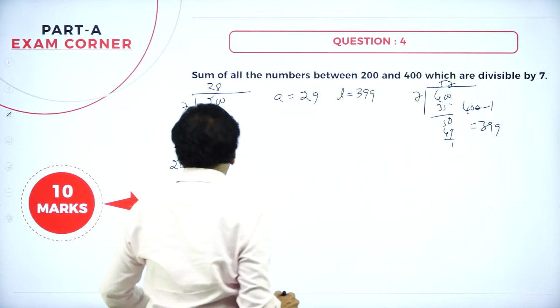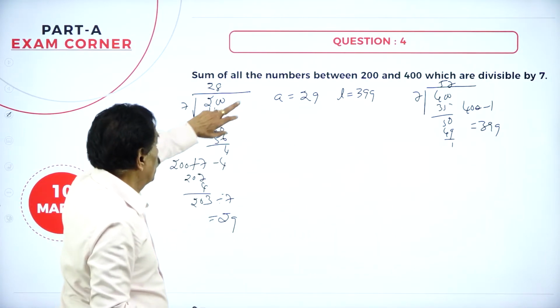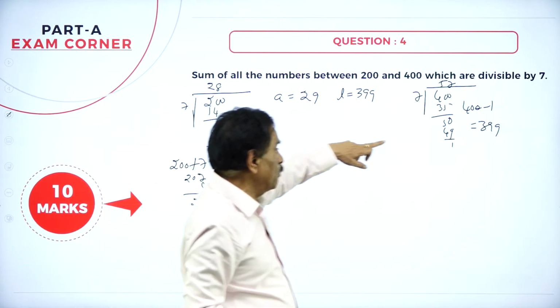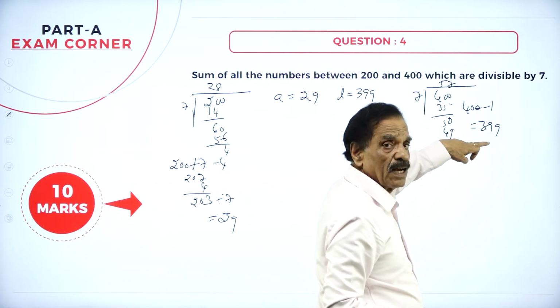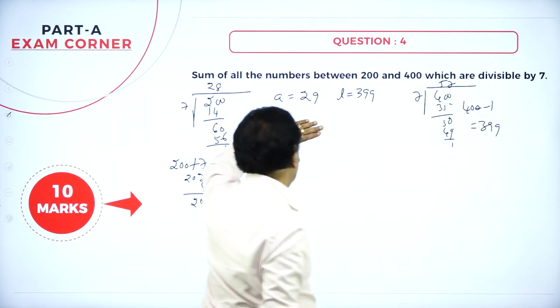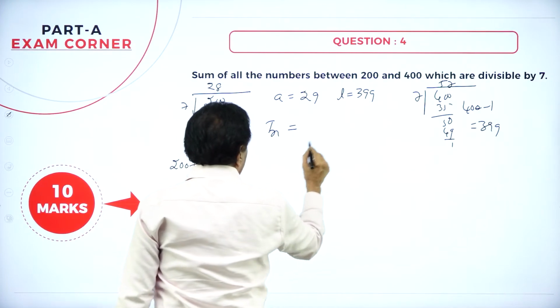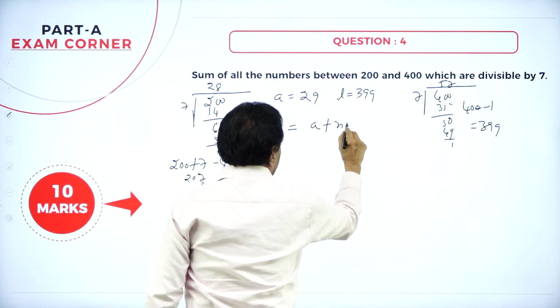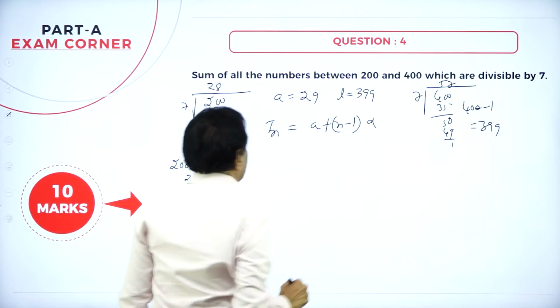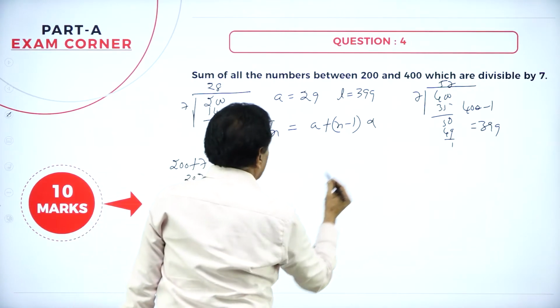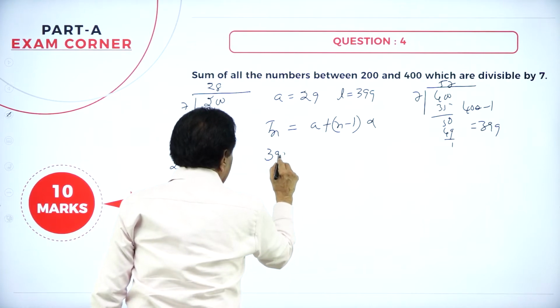What's the procedure? Divide for the first number: 200 plus 7 should be added, minus 4 gives 203. The last number should be deducted, so the last number is 399. So the first number is 29. Apply Tn is equal to a plus (n minus 1)d. Tn is the last number, 399.